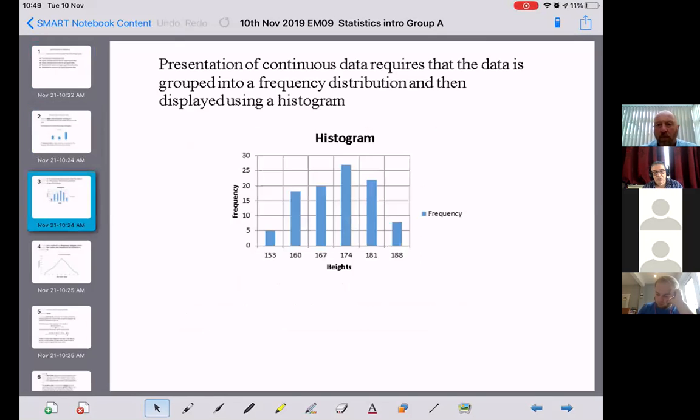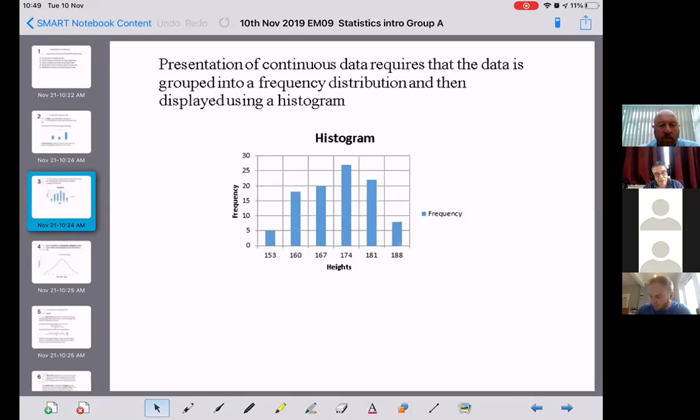If we want to present continuous data, what's usually done is they're grouped into groups, and then the frequency of people or items in that group is recorded. So for the heights of people, you take a mid-range of the group and you indicate how many times a person falls within that group.